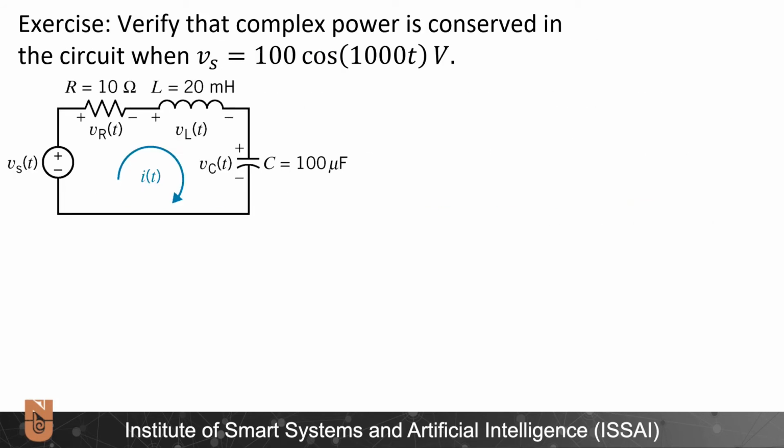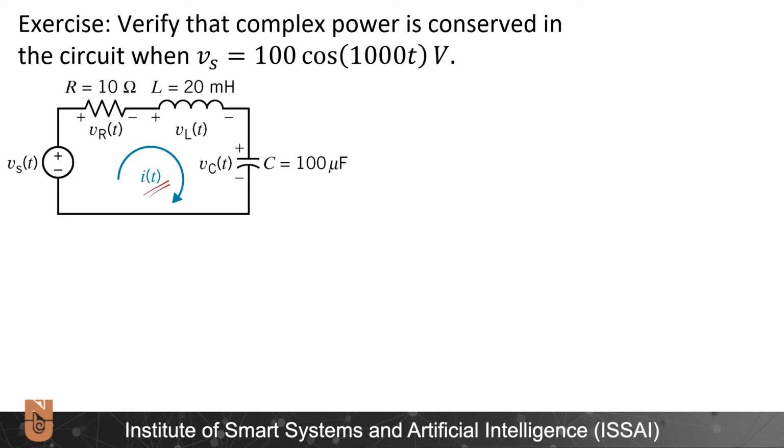Okay, here we need to verify that the complex power is conserved in the circuit with the input Vs equal to 100 cosine 1000t. So how should I approach this? I think I will find the complex power delivered by the source and see whether that is equal to the sum of the complex power delivered to the resistor, inductor, and capacitor. And in order to do this, I need to first find the phasor for I.